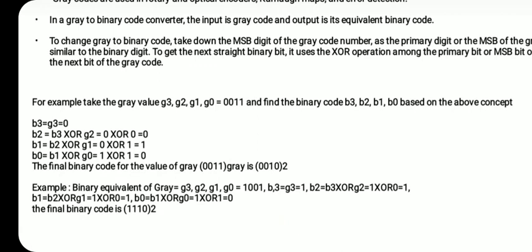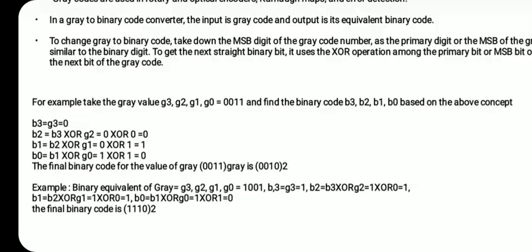Then this second bit of the result, 1, you will XOR with the third primary bit, 0. 1 XOR 0 will again give us 1. Then this result 1 will be XORed with the fourth primary bit, 1. So 1 XOR 1 will be what? Same number, so its output will be 0. So this way we get the binary code 1110. Clear? This is how you convert gray to binary. So go through it, and if any problem, we will solve it once again.